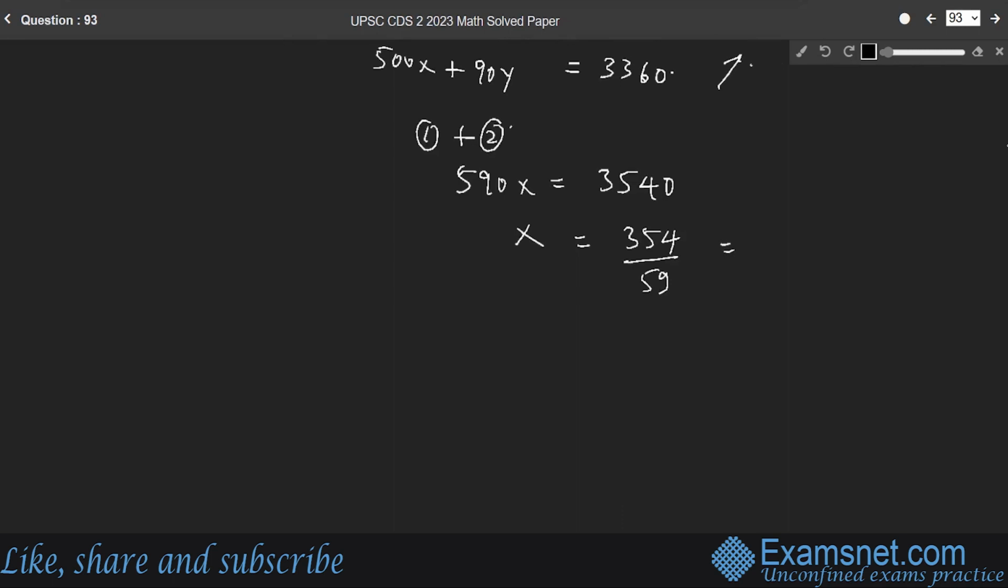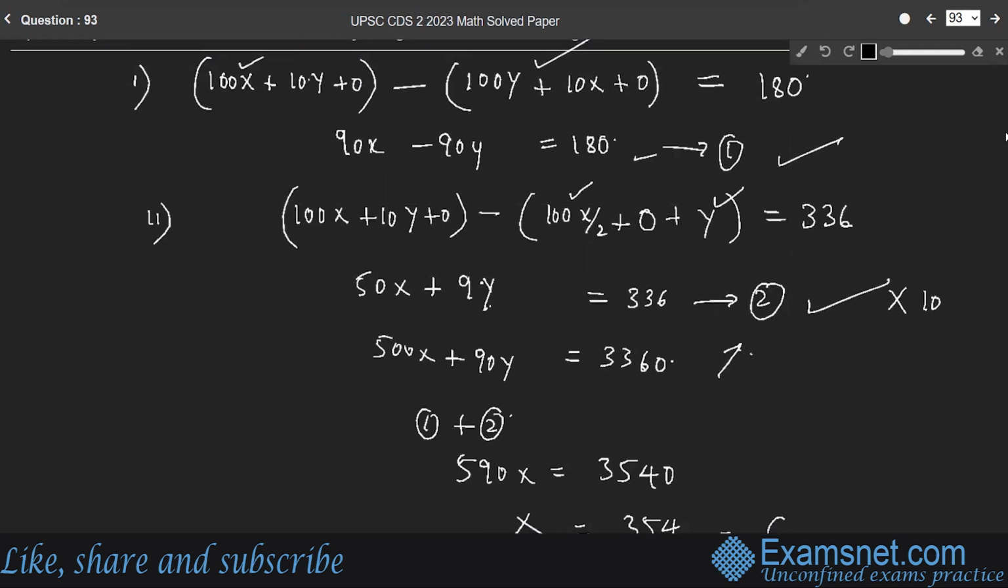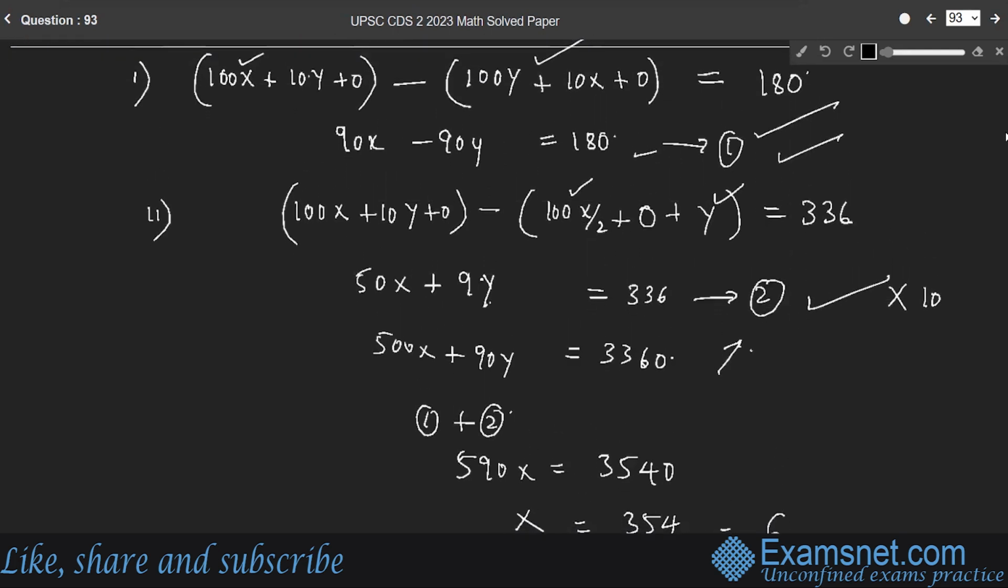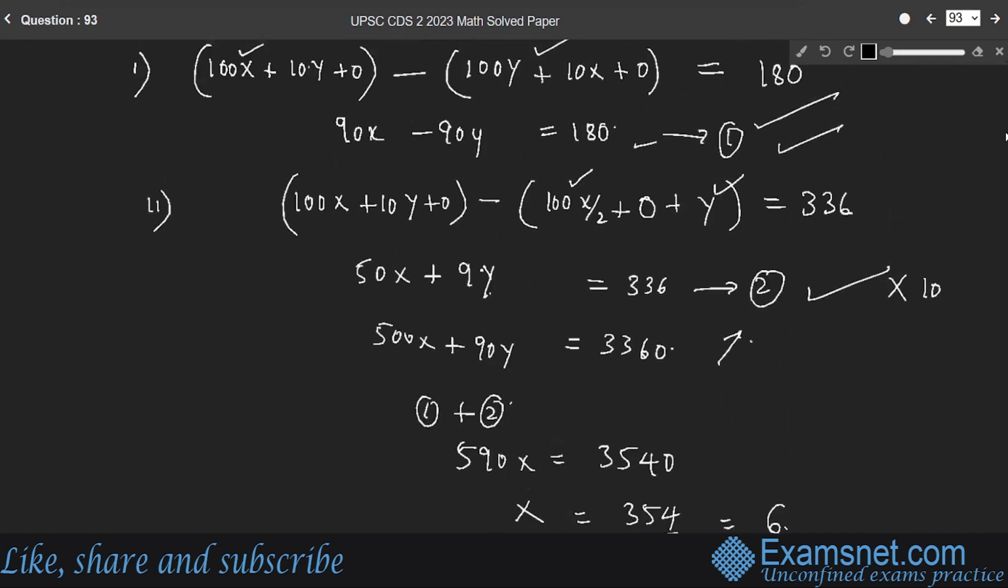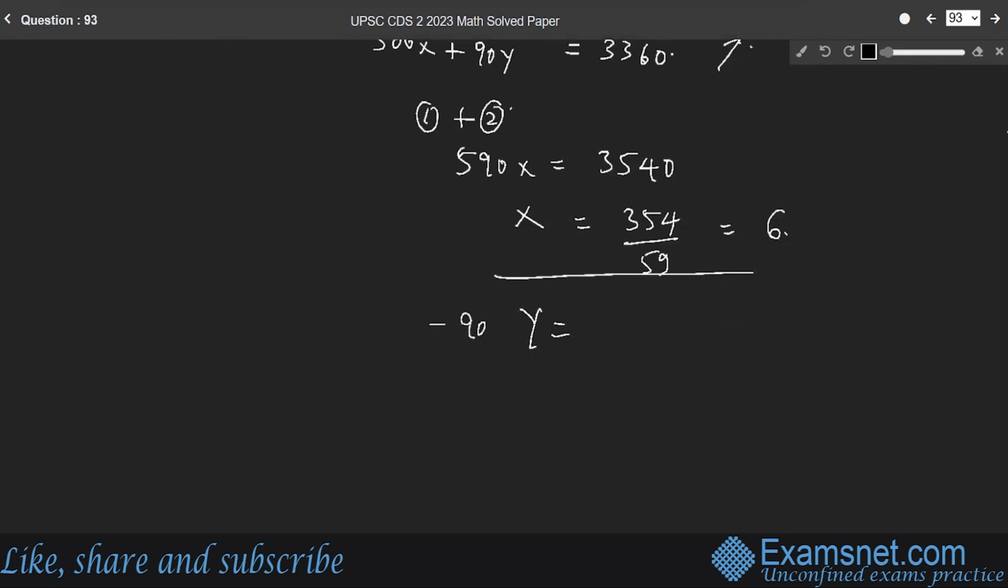So X becomes 6, right? 59 into 6 is 354. Then what is the value of Y? Substitute the value of X in any of the equations, say, for example, equation 1. So minus 90Y becomes 180 minus 90X. So 180 minus 90 into 6, which is 540.